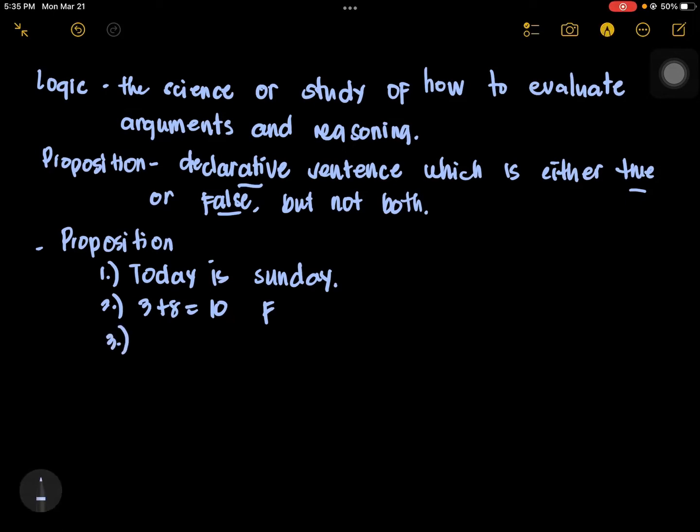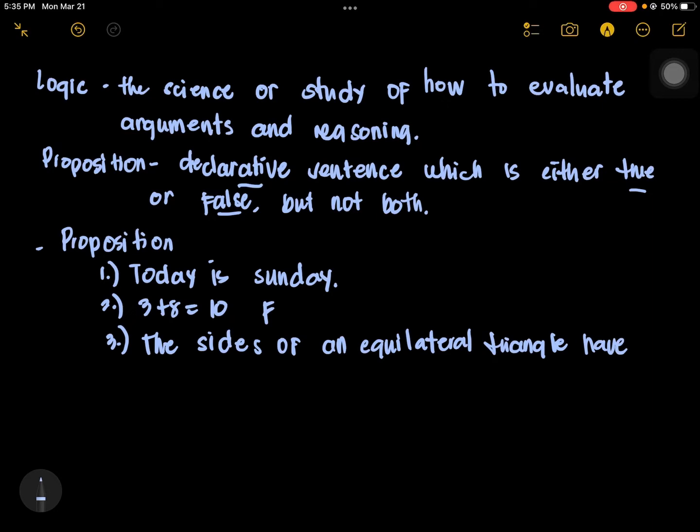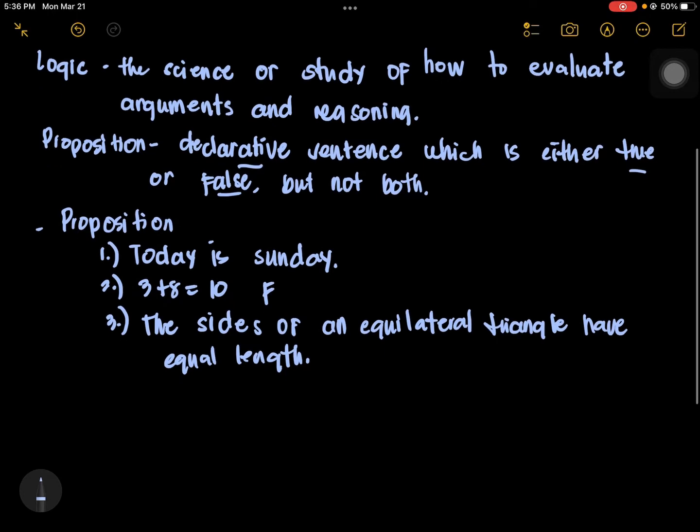The third example is: the sides of an equilateral triangle have equal length. Okay, so this is an example of proposition. It declares, so it's a declarative sentence. And the truth value is, of course, true. The sides of an equilateral triangle have equal length. Okay, so that is proposition.